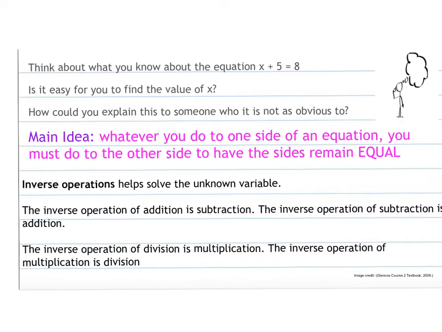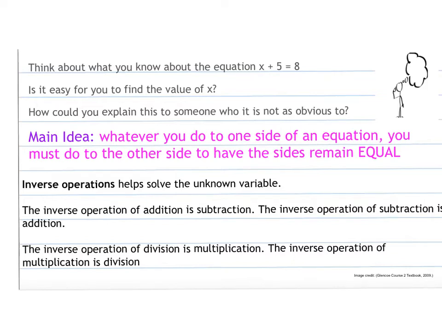Okay, these first three lines here are just for you to think about. Think about what you know about the equation x plus 5 equals 8. Is it easy for you to find the value of x? Are you able to solve what x should be? However, think about how you could explain this to someone for whom it is not as obvious. If somebody couldn't just look at that equation and know the answer, how could you explain it or show them what the answer would be?